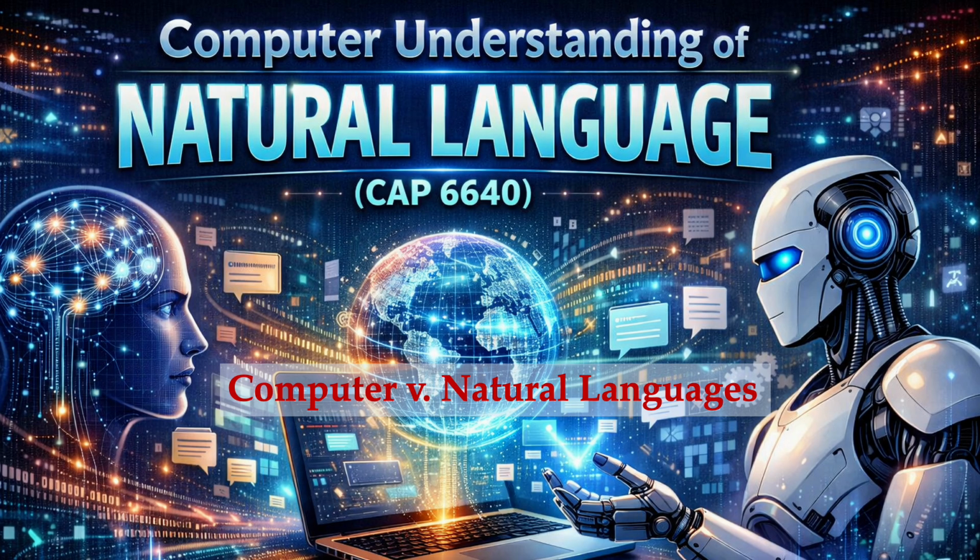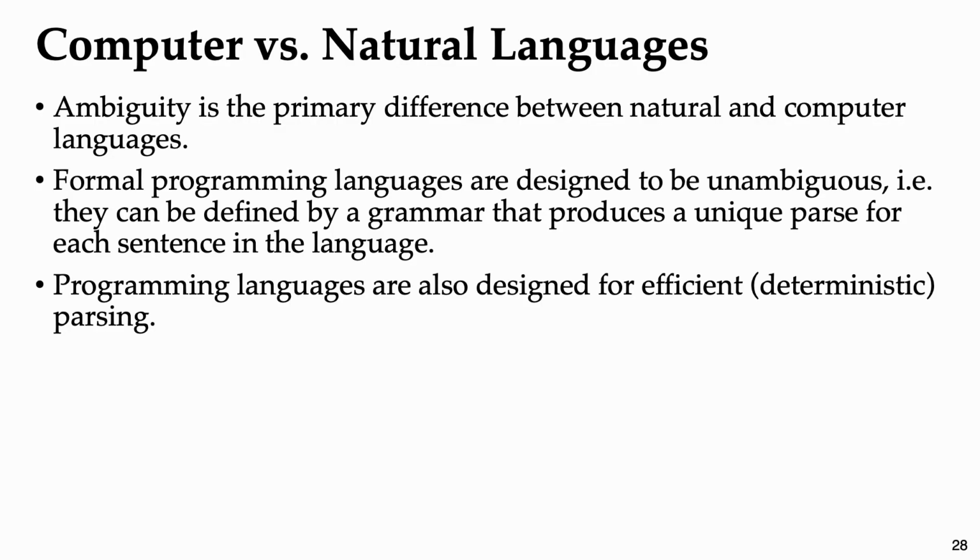So why? I guess it builds on why human languages are difficult to understand, so let's go over that. Computer languages versus natural languages. Ambiguity is the primary difference between natural and computer languages. Computer language is very well defined, very well structured, very deterministic in a way. You give it the right structure, it gives you the right output. It does not have any flexibility in that space. Formal programming languages are designed to be unambiguous, very clear, with a one-to-one mapping to meanings.